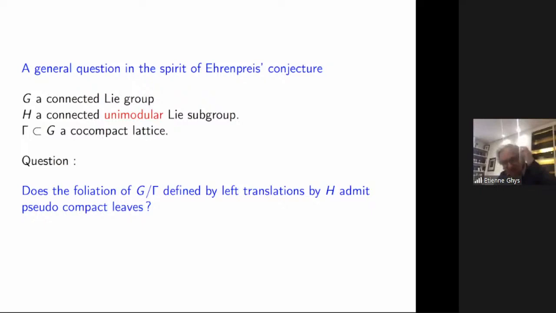And so this is a more general setting in which we can ask the question of Ehrenpreis. Does this foliation on G mod gamma defined by left translations have an almost compact leaf? And this is the question I wanted to offer you. I hope somebody will solve it. Yes, my talk is finished.